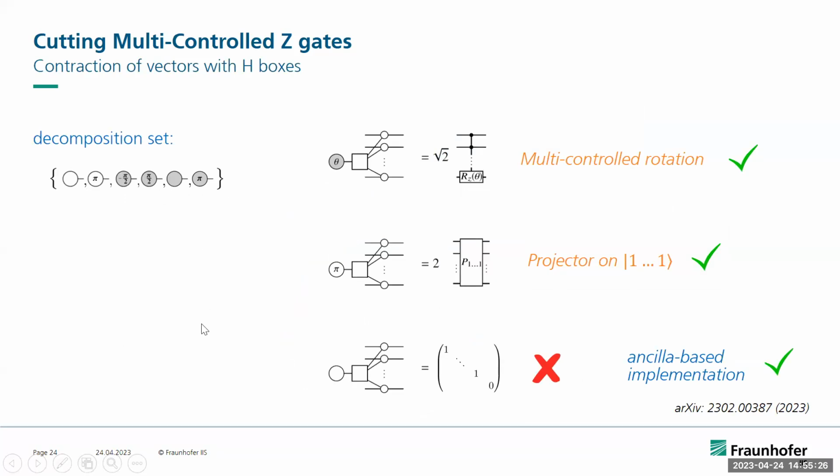matrix. And now we have to check if these elements in the set, when we contract them with the Hadamard box, lead to meaningful quantum gates or operations. And for all the X spiders, they do, because they lead to a multi-controlled rotation gate. The contraction with a Z spider with phase pi leads to a projector on the all-one state, but unfortunately, the only state that does not lead to a valid operation is this phaseless Z spider.